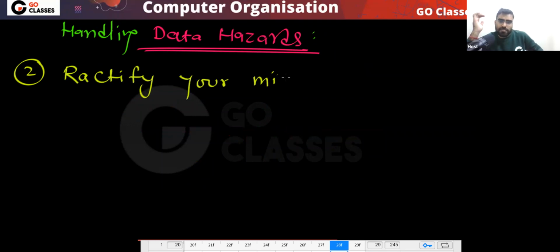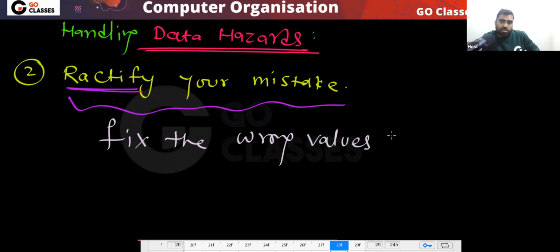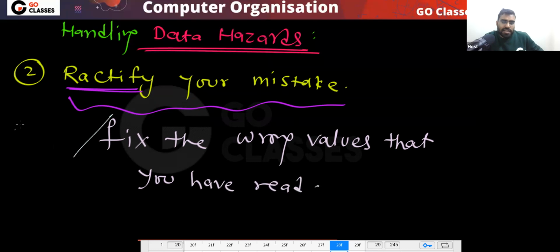Rectify your mistake. So there are only 2 ways. Isn't it very intuitive? Either you don't make a mistake, or if you have made the mistake, there is another way, that is rectify your mistake. Rectify your mistake means fix the wrong values that you have read. Fix means correct. Correct the wrong values that you have read. Error correction. Very good.